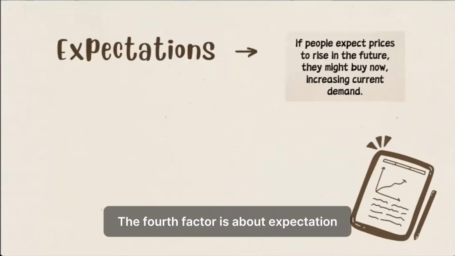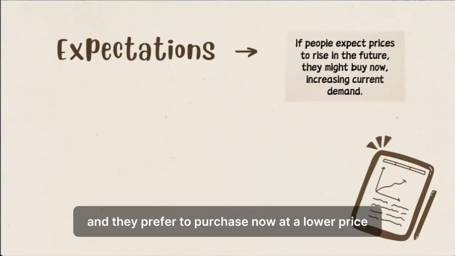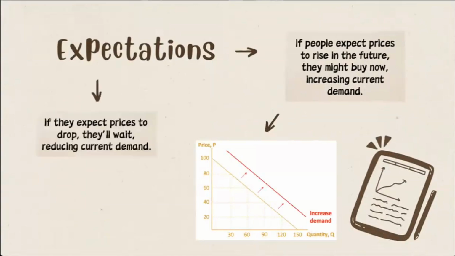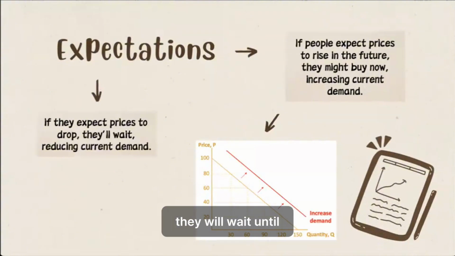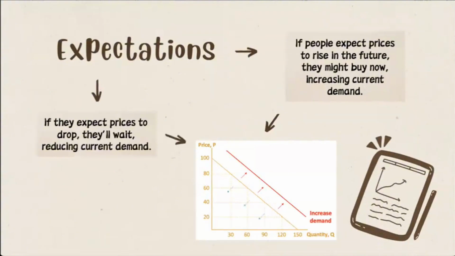The fourth factor is expectation. If people expect prices to rise in the future, they may buy now because they don't want to wait until the price goes up, and they prefer to purchase now at a lower price. This will increase current demand and shift the demand curve to the right. Conversely, if they expect prices to drop, they will wait until the product is cheaper than before. This will decrease current demand and shift the demand curve to the left.